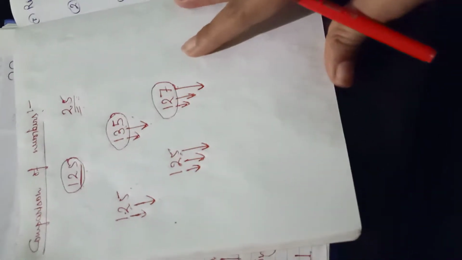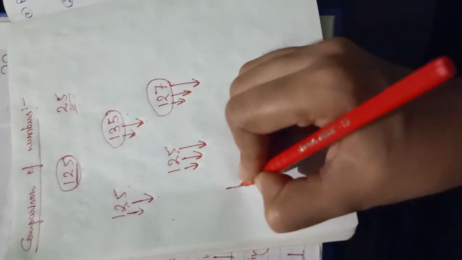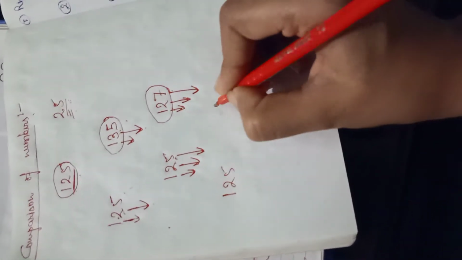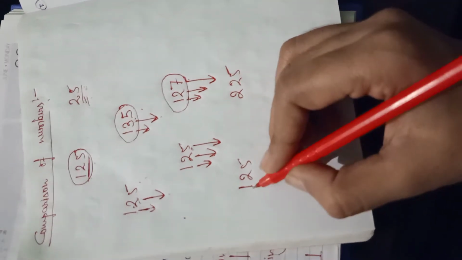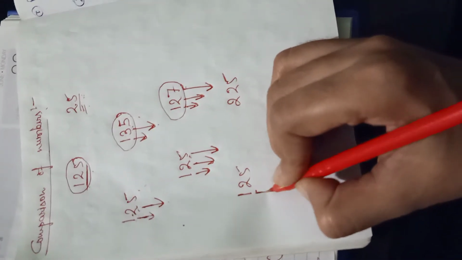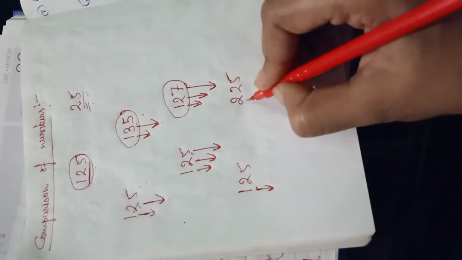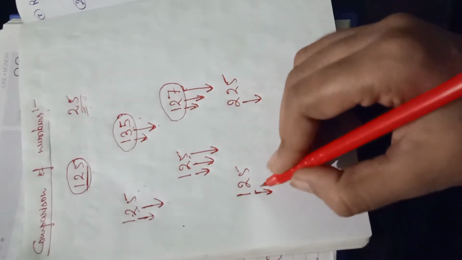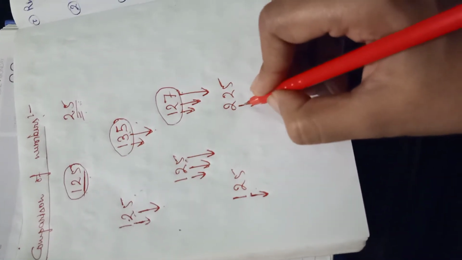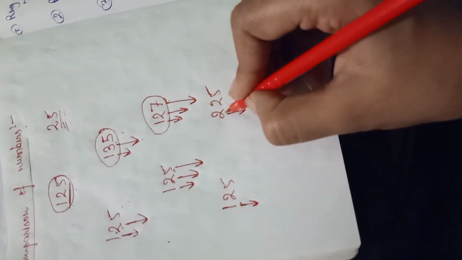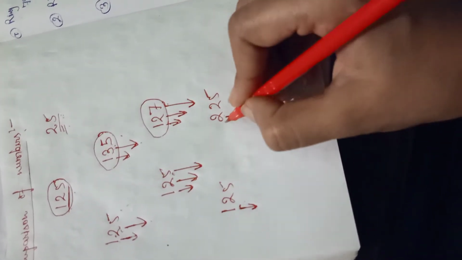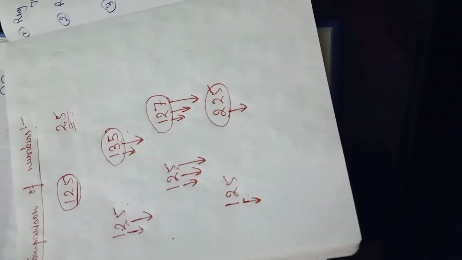Okay. But if the numbers are like this, 125 and 225, where will we compare first? We will start the comparison from the highest place value, means the hundreds place. In the hundreds place, here is 1 and here it is 2. So out of 1 and 2, which one is bigger? Clearly 2 is bigger as compared to 1, so 225 is the bigger number.